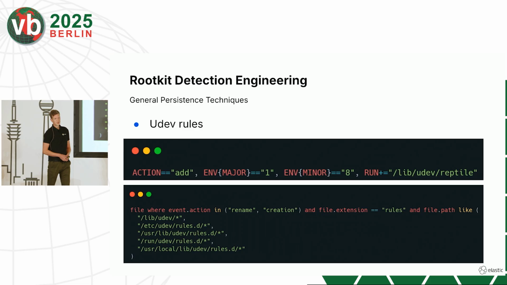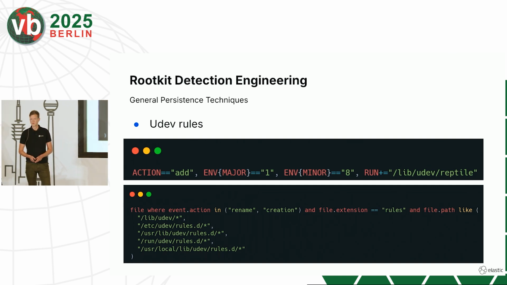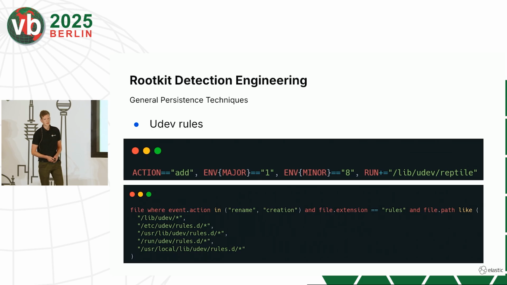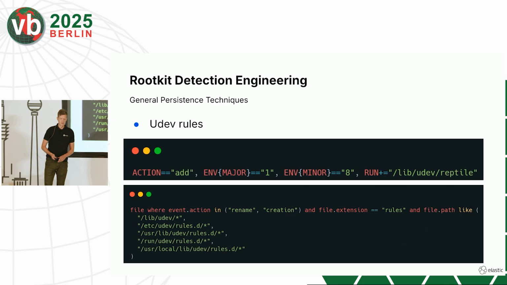UDEV rules. This is one actually used by Reptile. Reptile, I think, was the first one I saw it being used at, which is basically the device manager. So whenever a device is added with major number 1 and minor number 8, which is basically creating a new device that is using the dev random device, then the lib UDEV reptile loader is being executed. And because dev random is used for cryptographic operations, this will commonly execute during reboot, but also for OpenSSL kind of actions or certain programs. So that's an interesting trigger.